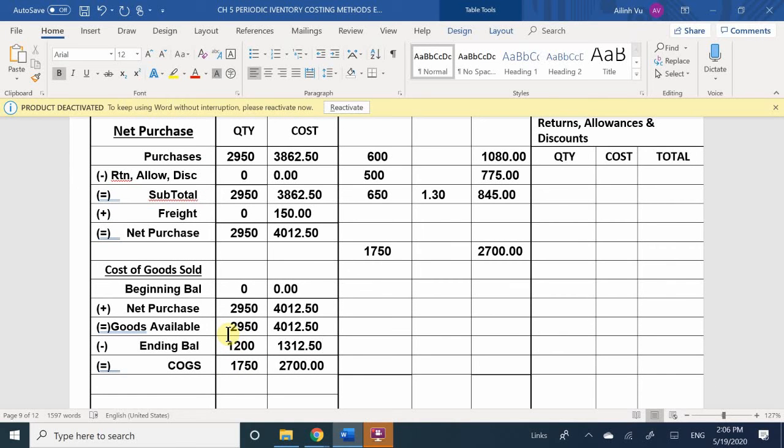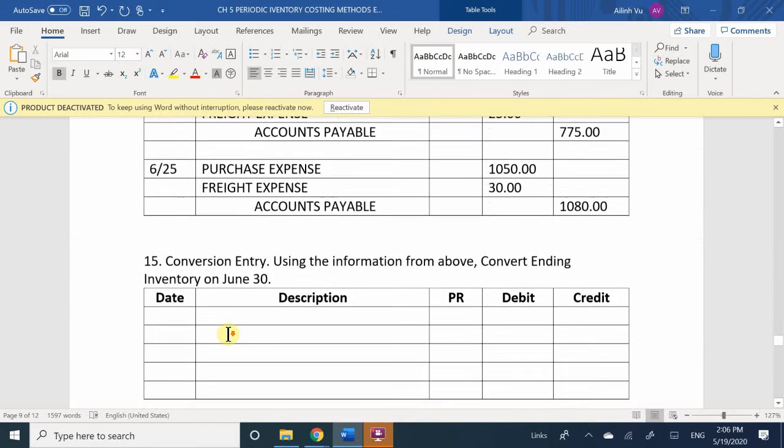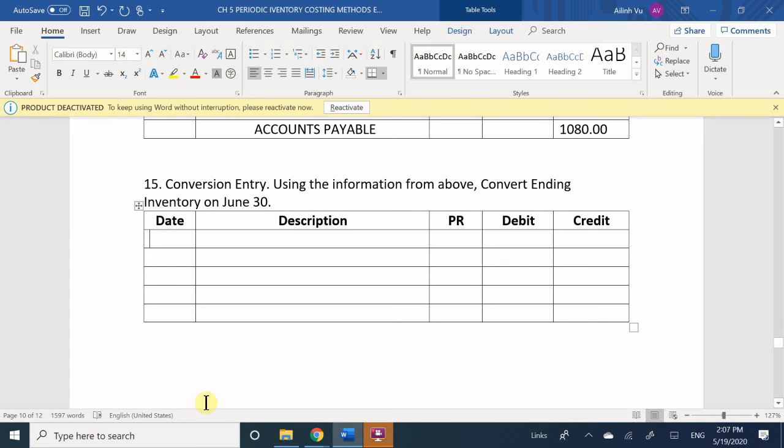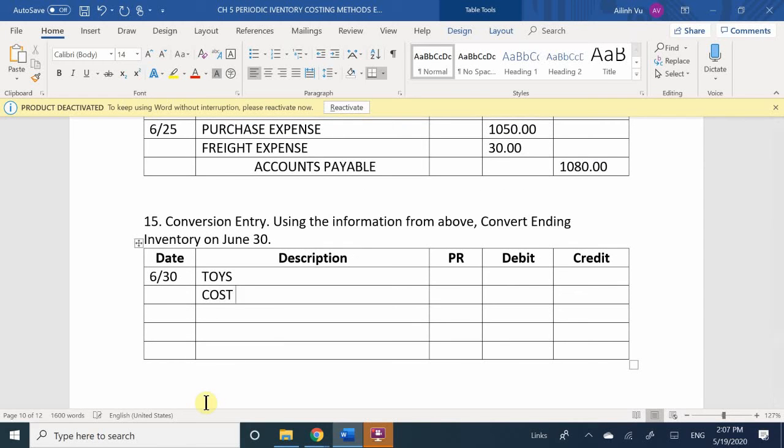And now we're going to do our conversion entry. Again, let's practice. What do you need to recognize when you're doing the conversion entry? We're taking an expense and converting it into inventory. June 30th. What accounts do we need to have? Toys. Yes, we need to know the specific inventory item that we bought. What else do we need to recognize? Cost of goods sold. Yes, that's the purpose of this whole thing, to figure out how much we sold. What else? Purchase expense. Yes, you need to zero out your purchase expense. And then lastly, you need to what? Freight expense.